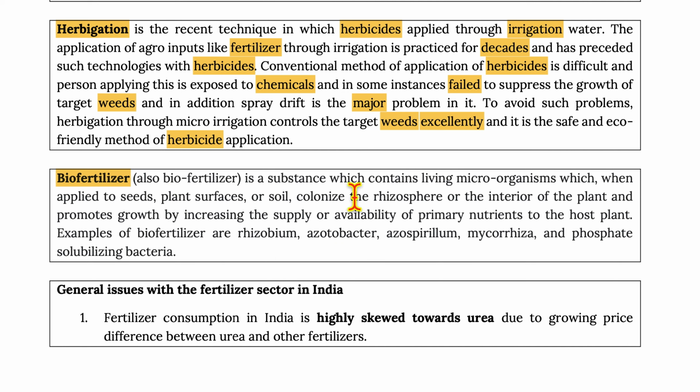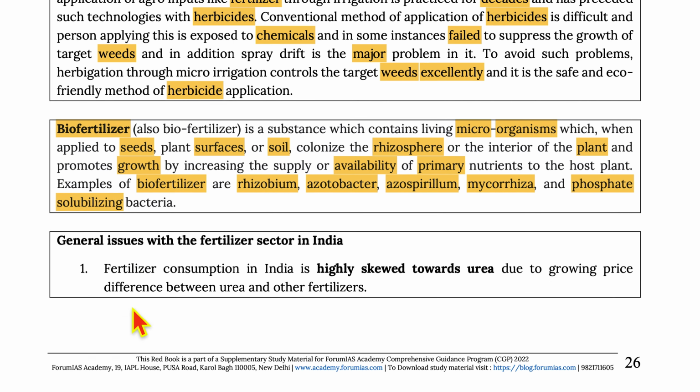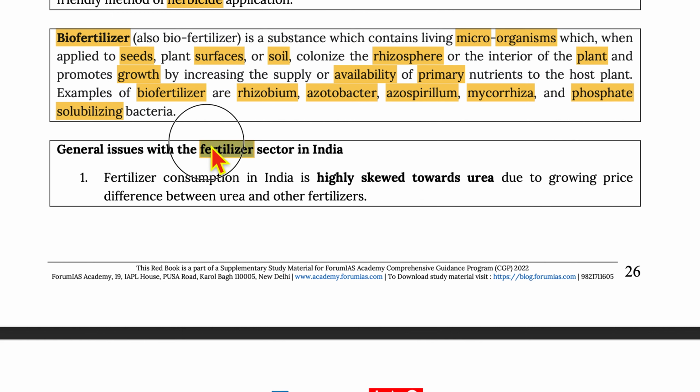So, biofertilizer is a substance which contains microorganisms. When applied to seeds, plant surface, or soil, they colonize the rhizosphere or the interior of the plant and promote growth by increasing the supply or availability of primary nutrients to the host plant. Examples of biofertilizers include rhizobium, azotobacter, azospirillum, mycorrhizas, and phosphate solubilizing bacteria. Now, general issues with the fertilizer sector in India.